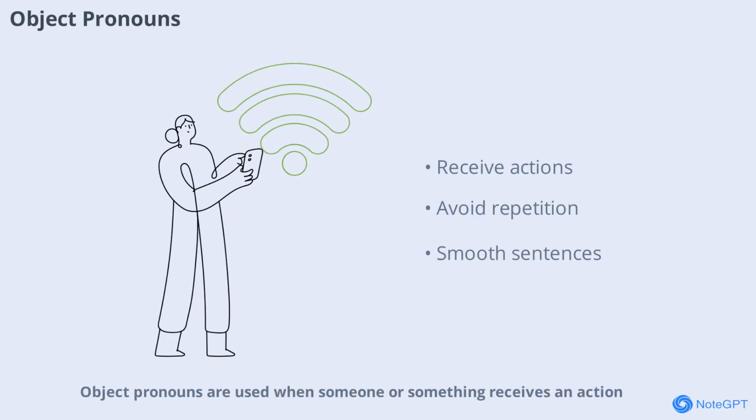Object pronouns are used when someone or something receives an action. For example, in she called him, him is the object pronoun. The main object pronouns are me, him, her, us, and them. These words help you avoid repeating nouns and make your sentences smoother. Practice using them in different situations to improve your fluency.